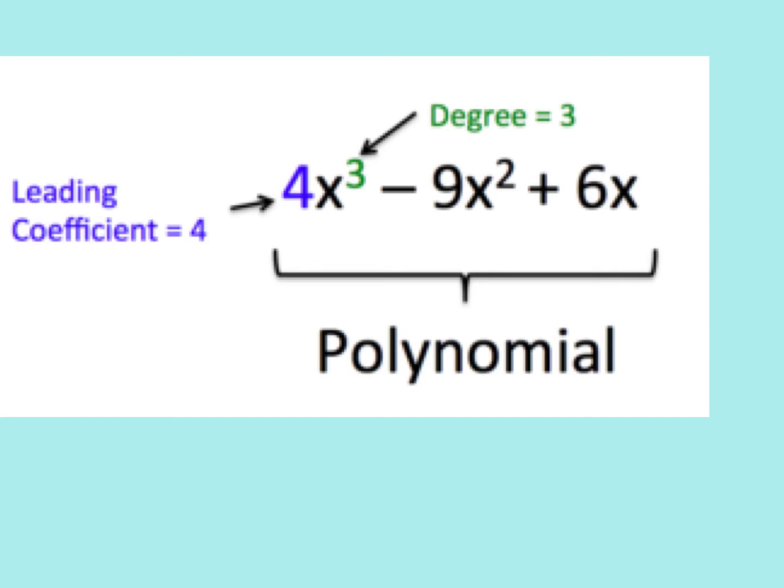So lead coefficient is just the number in the front. The degree, it's the biggest power. That whole thing's a polynomial, but I could have called it a trinomial.